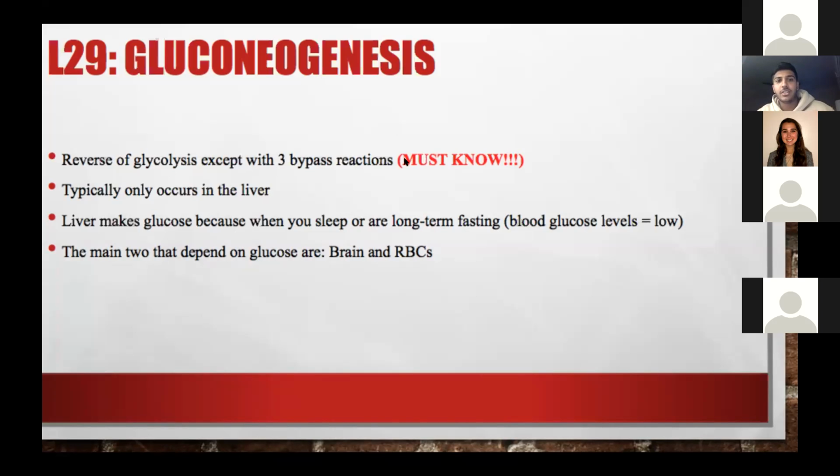And so the liver actually is going to make glucose typically when you're sleeping, or if you're long-term fasting, because the levels are low. So obviously if your levels are low, it'll release glucagon, and then that'll stimulate the whole pathway. And so the 2 main places in your body that need glucose are going to be your brain and your red blood cells.